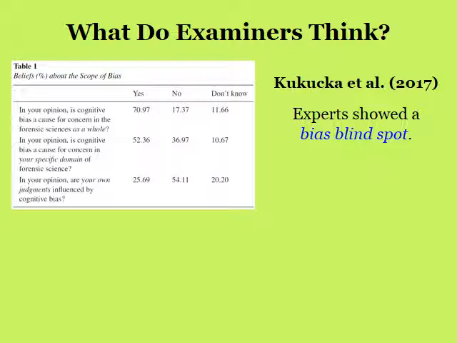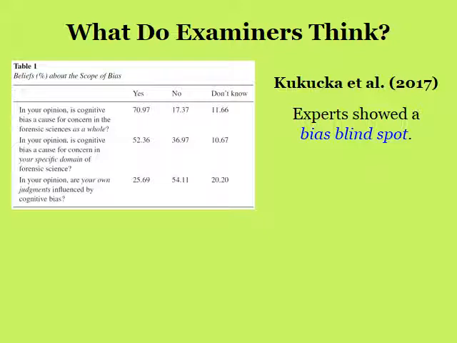Then we asked them a third question. Do you think your own judgments, you personally, are influenced by cognitive bias? Only 26% said yes. So the good news is experts are recognizing bias as a problem in general. The bad news is very few think that they themselves are affected by it. Instead, everybody's kind of pointing the finger at each other. Yeah, bias is a problem for them, but it's not a problem for us. Bias is a problem for him, but it's not a problem for me.